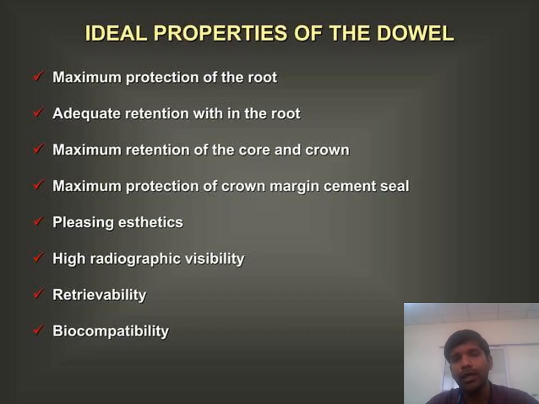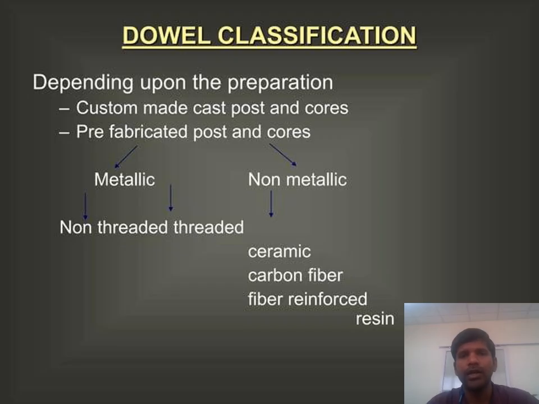of the root, adequate retention within the root, maximum retention of the core and the crown, maximum protection of crown margin cement seal, pleasing aesthetics, high radiographic visibility, retrievability, and biocompatibility. Coming to the dowel classification, depending upon the preparation, custom made cast post and cores, prefabricated post and cores. The prefabricated post and cores are divided into metallic and non-metallic types.